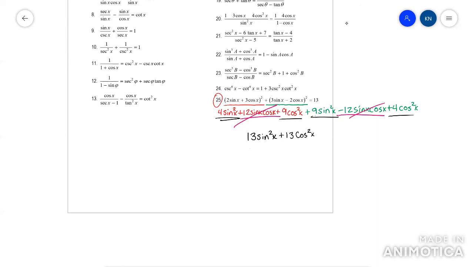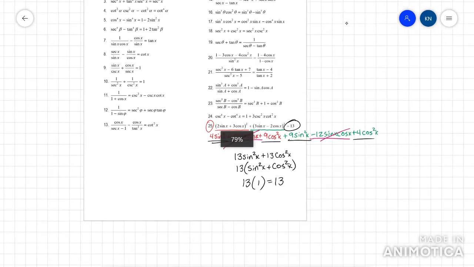So really, you can factor a 13 out of this and just have sine squared plus cosine squared, which is rule 1. This turns into 1. 13 times 1 is 13. That's what they wanted. So, all right.